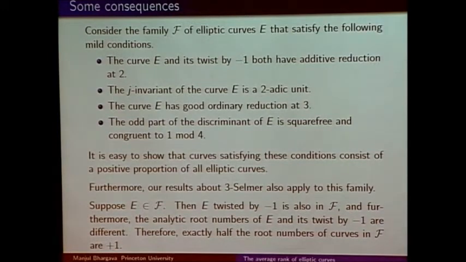And so what that means is that in this family, exactly half the root numbers are plus 1 and exactly half are minus 1 in this positive proportion family. So if you assume BSD, that means that half of the curves in this family have odd rank and half have even rank. But we don't know BSD.